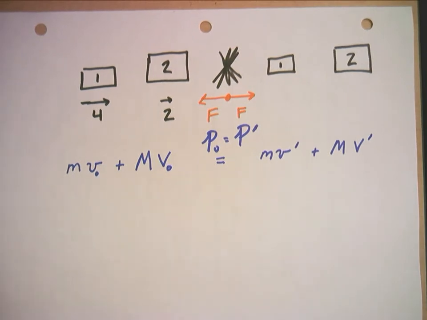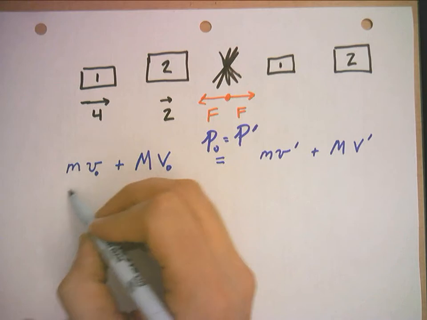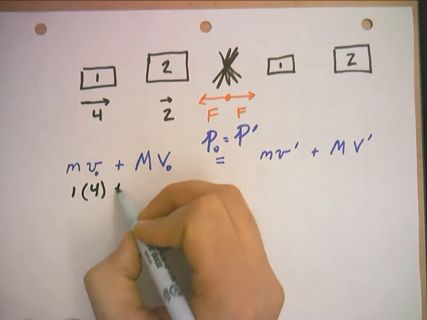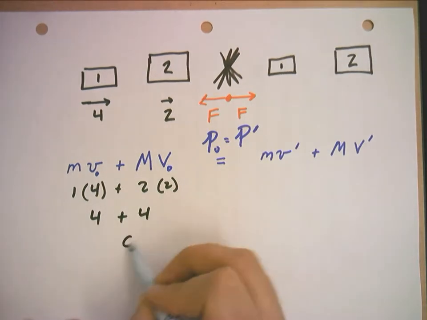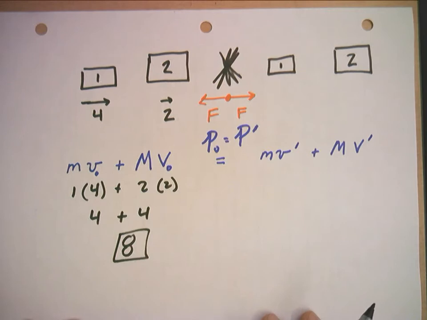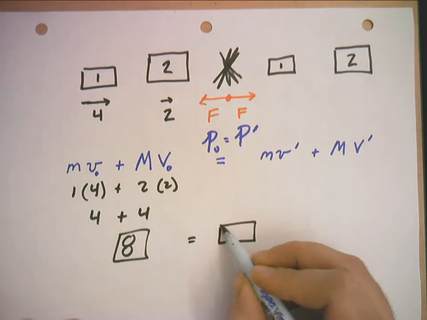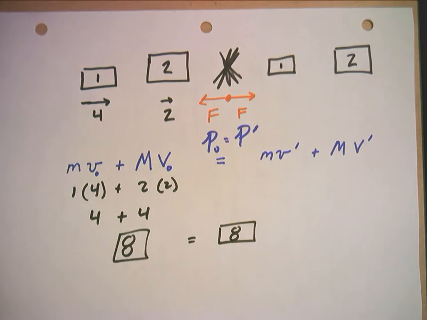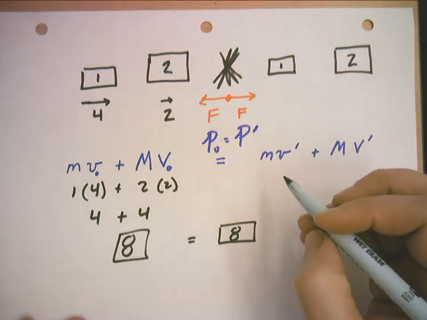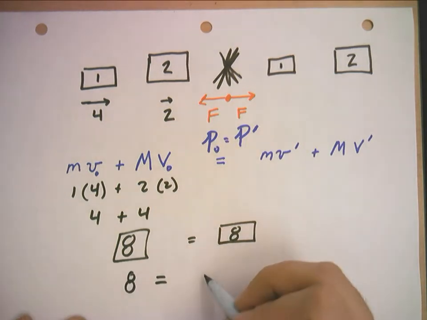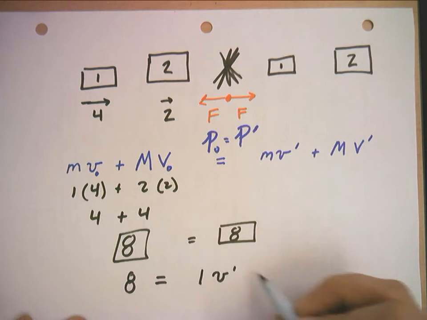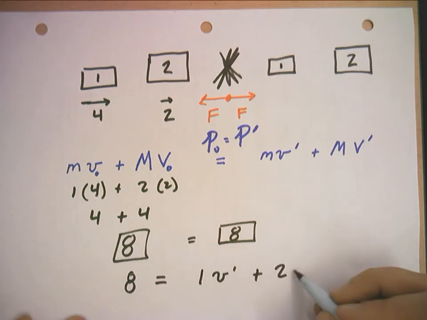So we can put in the numbers that we can at this point. We could put in 1 and 4 here, and we could also put in 2 and 2. And so we'd end up with 4 plus 4, or 8 for the amount of momentum prior to the collision. So we can be sure that after the collision it will have 8 for its total momentum. The problem is we're not really sure what the velocities are. So we'll put in as much as we can. We could say 8 is going to be equal to 1 times little v prime plus 2 times big V prime.